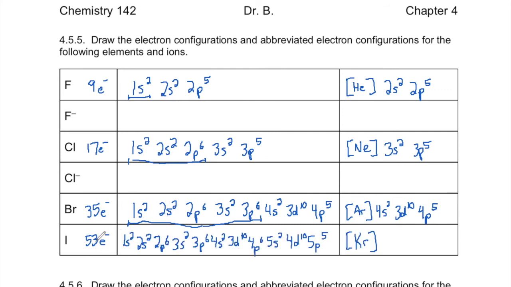Iodine with 53 electrons is 1 short of being like xenon. So instead we're going to have to abbreviate it like krypton. So these first 36 electrons are just like krypton, and then we have another 17 electrons after that.